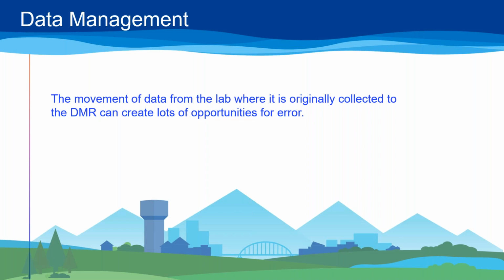The movement of data from the lab where it is originally collected to the DMR can create lots of opportunities for error. From the collection of the sample to the sample being analyzed by the lab to the data being reported on the NetDMR provides a lot of opportunities for error. Nevertheless, it is your responsibility to check the data that we're plugging in to make sure that it is accurate.